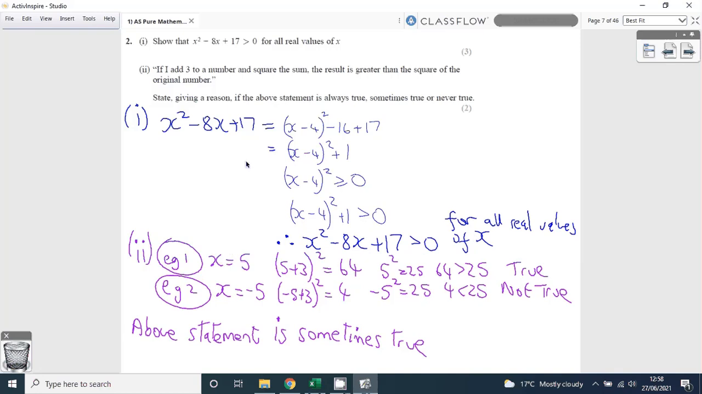So you take a positive solution, for example, x is 5. Well, 5 add 3 is 8. 8 squared is 64. And obviously 64 is greater than 5 squared. So in that case, the statement is true.